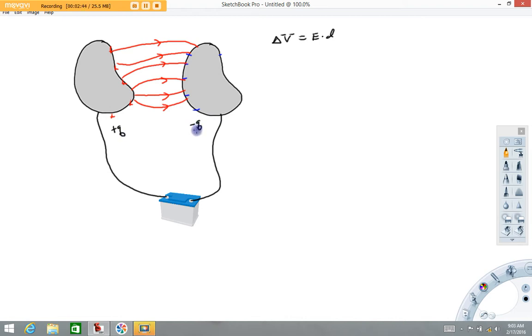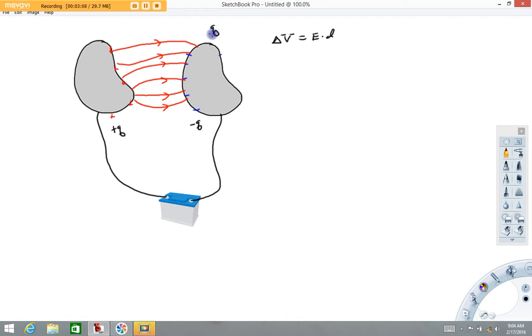Another important thing about this system is that the net charge is zero. There's no net charge on that system. But what we have is a charge imbalance: plus Q on the left, minus Q on the right. And we would just say that the system is charged to an amount Q.